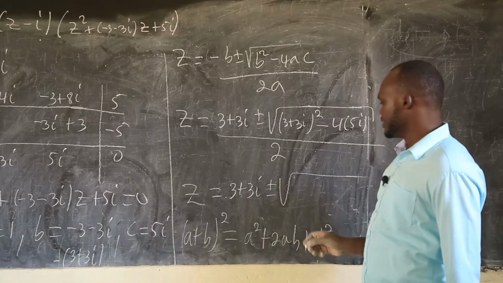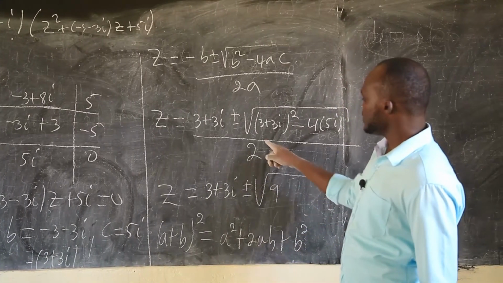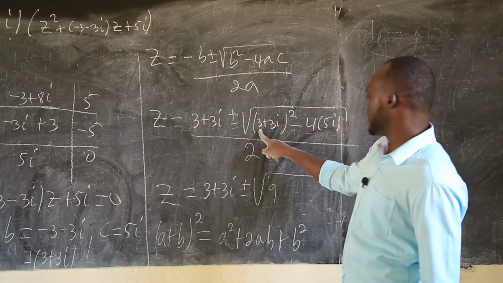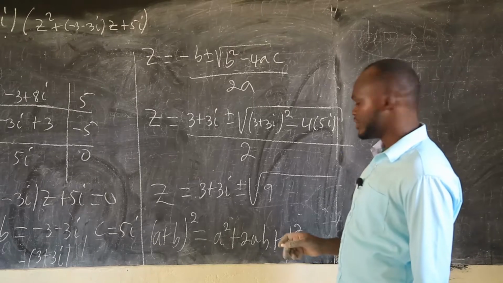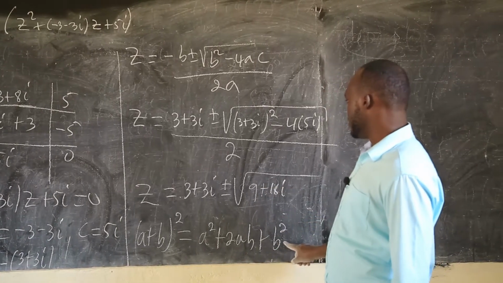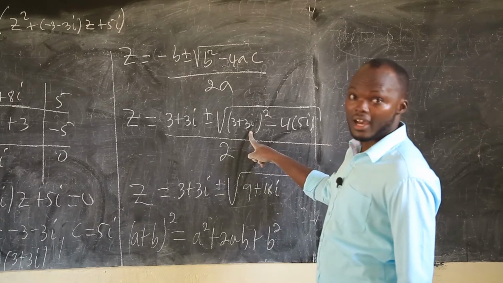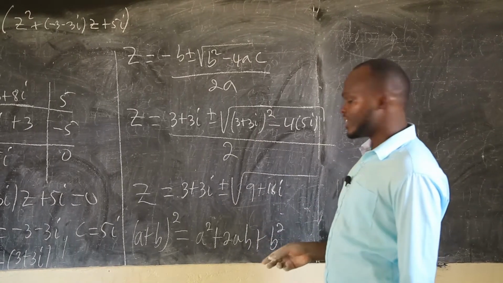So now this one will be a squared, that is 9. 2ab, 2 times this one times that one, 3 times 3 is 9, 2 times 9, that is 18. b squared, that is 9i squared. So 9i squared, i squared is negative 1, that's negative 9.